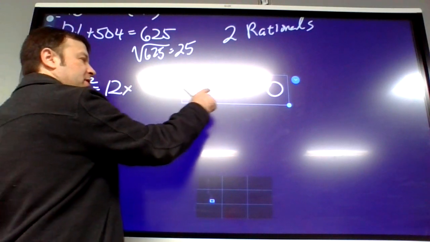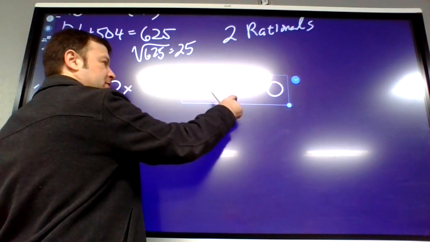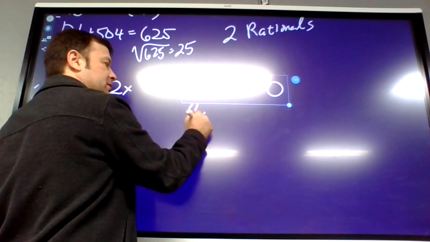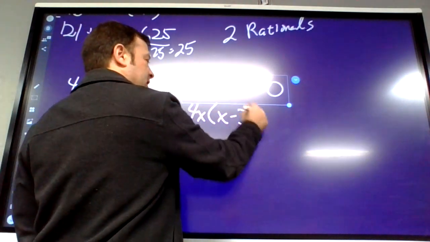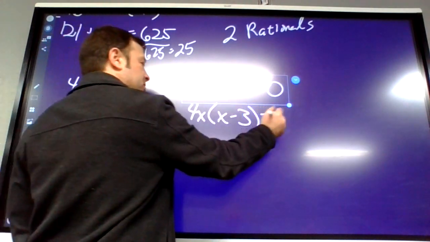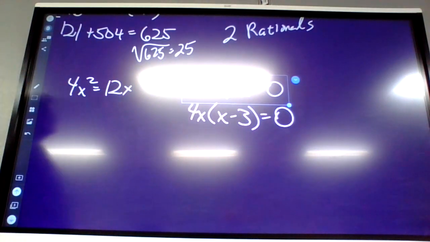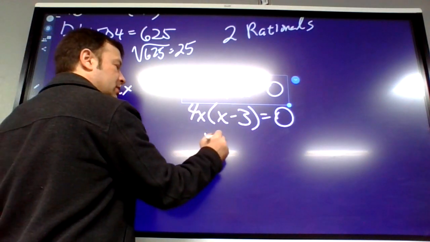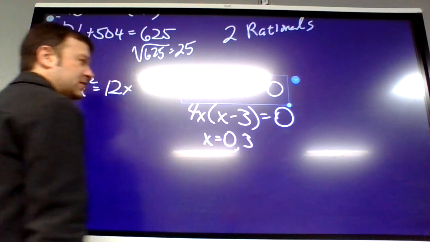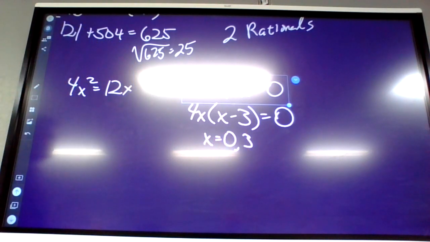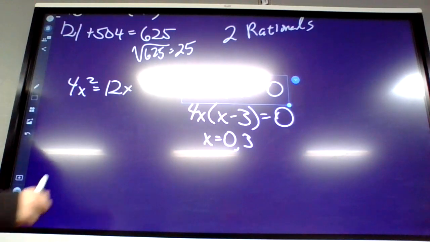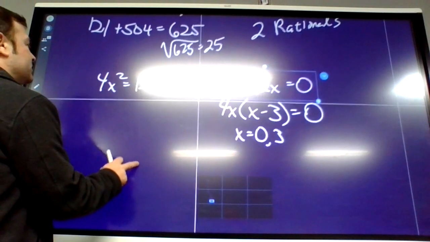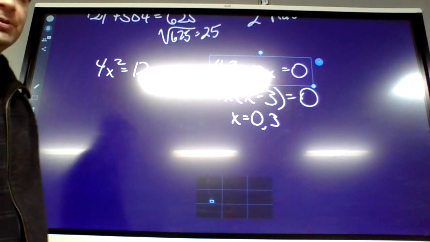Yeah, you could factor. You could take what comes out of both of these: 4x. If you divide both of these by 4x, you get that. So what x values would make this equal 0? 0. Yeah, isn't that easier than quadratic formula? No, I like... Yeah, alright. Well, quadratic formula should work also.